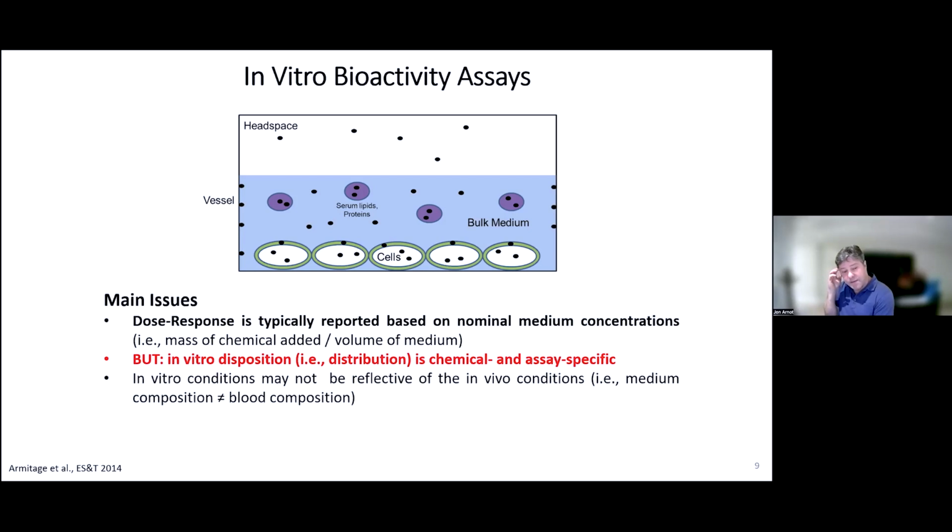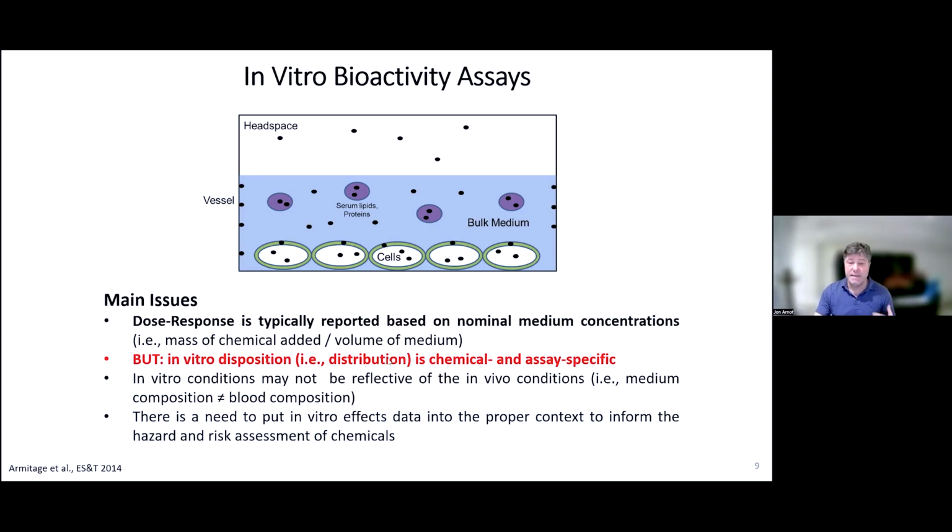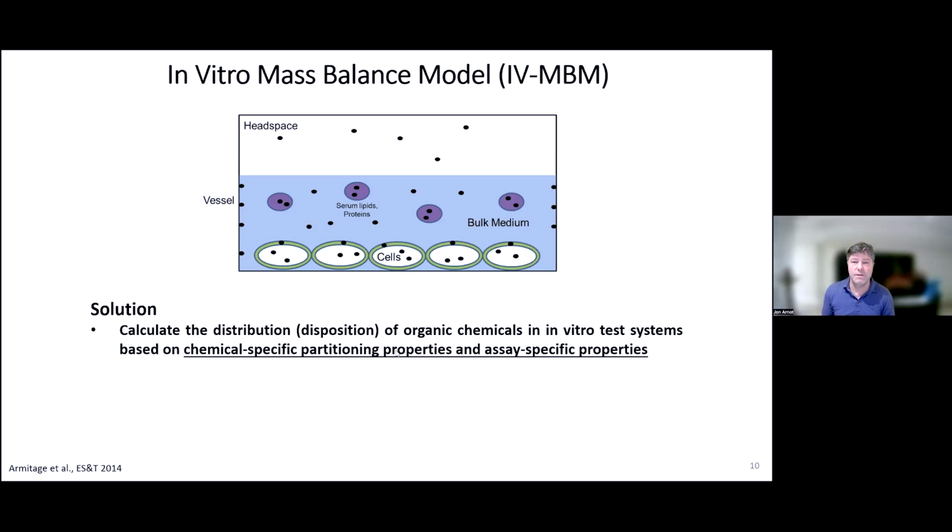Also, it's important to recognize that in vitro conditions may not be reflective of the in vivo conditions in which they're meant to represent. This is a model. In some models right now for IVIVE, it assumes that this medium here is equivalent to blood. And that may be close in some cases, or it may be quite different in some cases. But it's important to recognize that it may be different, and that may have implications in the extrapolation process. So there is a need to put in vitro effects data, the response, into a proper context to inform hazard and risk assessment of chemicals. And that's what we are trying to address here with the in vitro mass balance model.